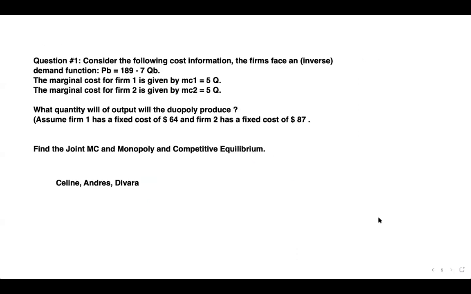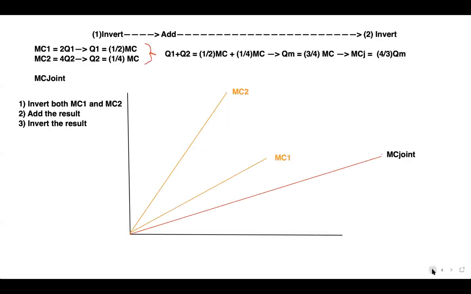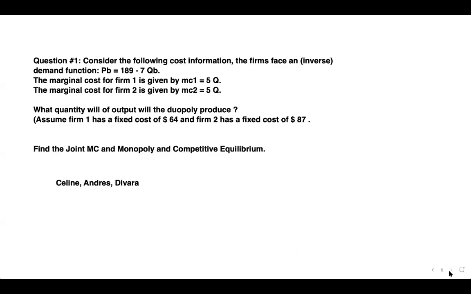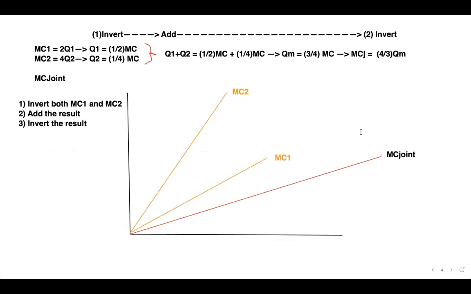Do you all have any questions? Back to the first? Yeah. Okay, got it. Professor, can you go back to the previous slide? Okay. Thank you. Sure. So I'm not going to leave it on this one because it's really simple. It's MC1 is equal to 5Q, MC2 is equal to 5Q. But this has the methodology on it.